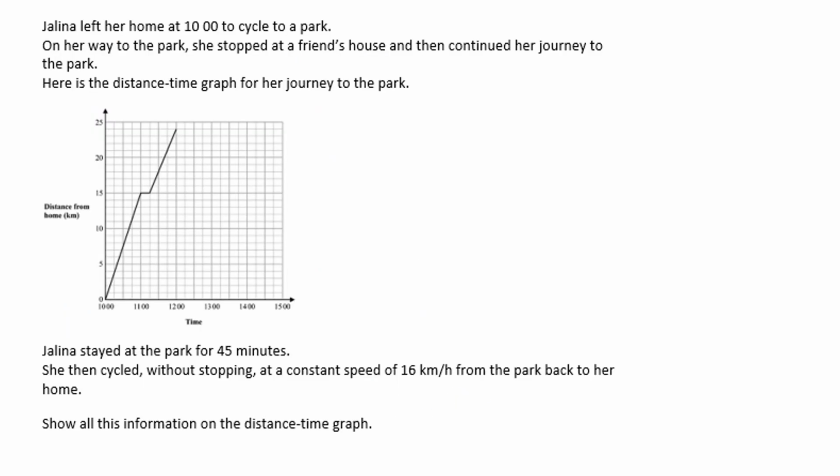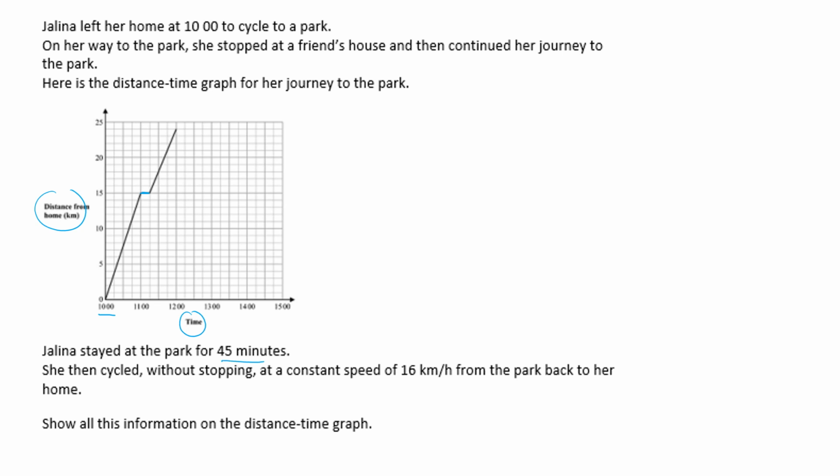In this next question, we've got a travel graph and we've got Jelena leaving home at 10 o'clock. We've got distance and time on our axes. If we wanted to calculate the speed, it is the gradient of the distance-time graph. Now, Jelena has travelled to the park. She stopped at her friend's house, so that's that flat bit on her way to the park. She stayed at the park for 45 minutes.